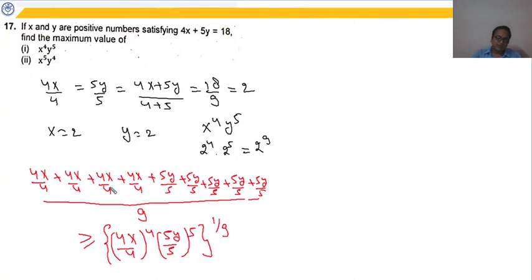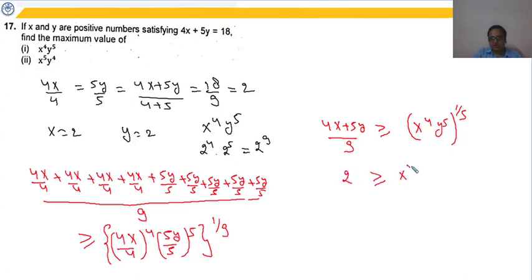Now 4x by 4 added 4 times becomes 4x, and 5y by 5 added 5 times becomes 5y. So we have 4x plus 5y upon 9 is greater than or equal to x to the power 4, y to the power 5 to the whole power 1 by 9. Now this value is 18. 18 upon 9 is 2.